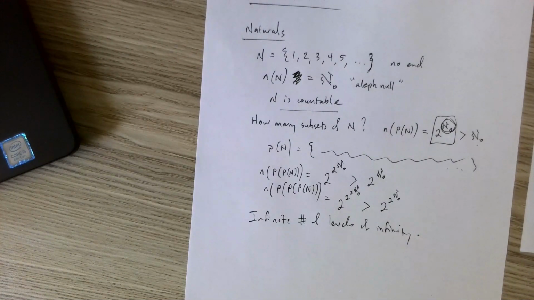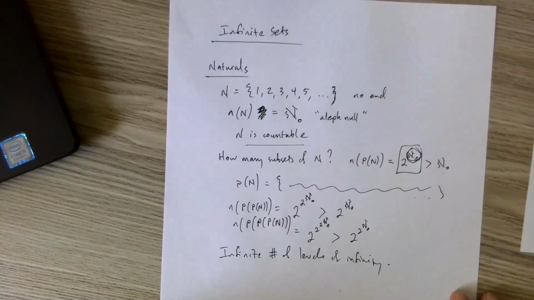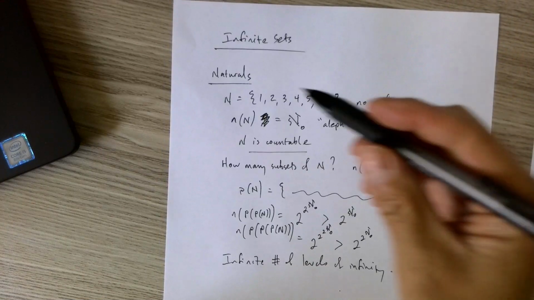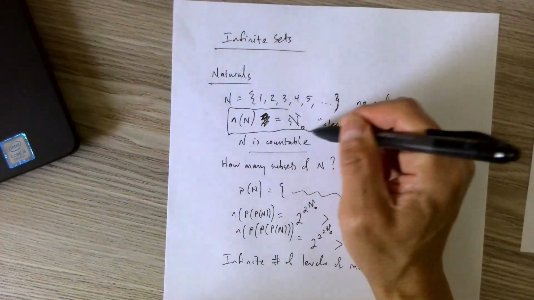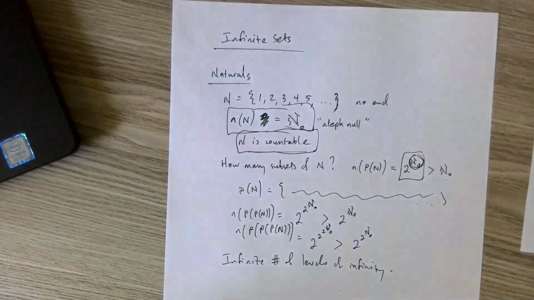But for our purposes today, because we are going to talk about other infinite sets, just remember, if you remember anything, remember two things. The cardinality of the natural numbers is Aleph null. It is countable. Cardinality of natural numbers is Aleph null, and it is countable.